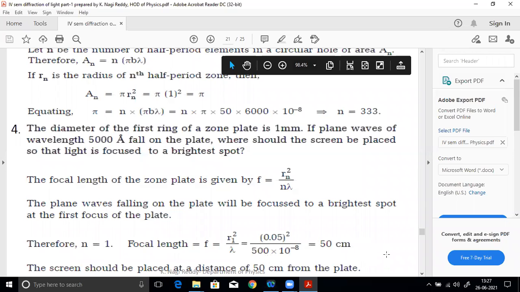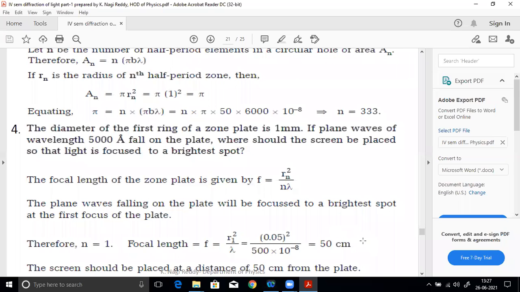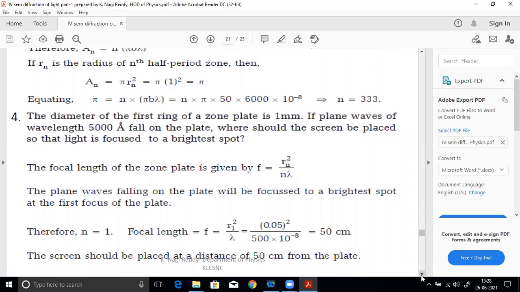Calculate the focal length. To bring it to focus and get the brightest spot formation, the screen should be placed at a distance of 50 centimeters from the plate. Simple problems, but still important, for 5 marks or 4 marks.